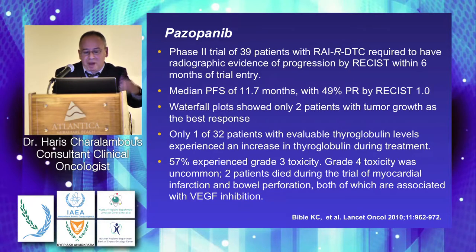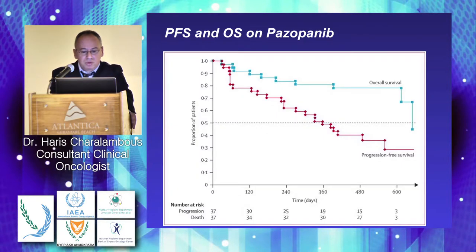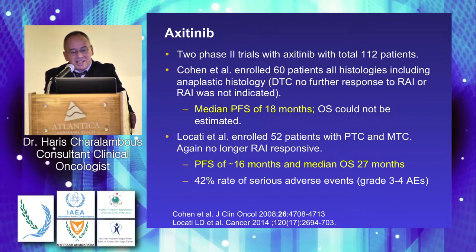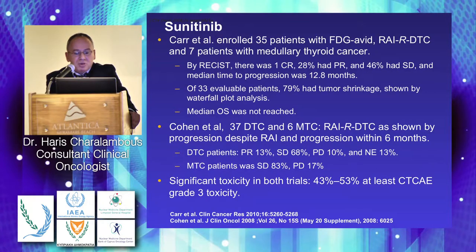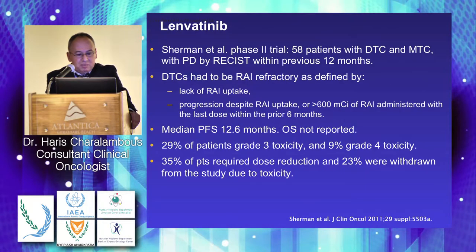Still, you've got issues about toxicity, which I'm not going to go into in too much detail. Axitinib, we just discussed that. The median PFS looks to be a little bit better, but again, we have no phase three data, and therefore FDA or EMA cannot make decisions right now about approving these agents. Sunitinib has got sort of intermediate data, along the lines that we've discussed before, so I'm not going to go into too much detail.